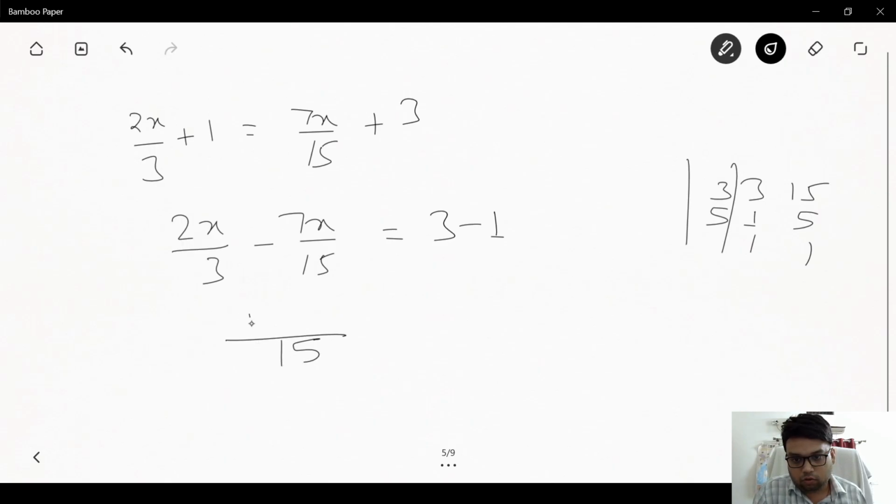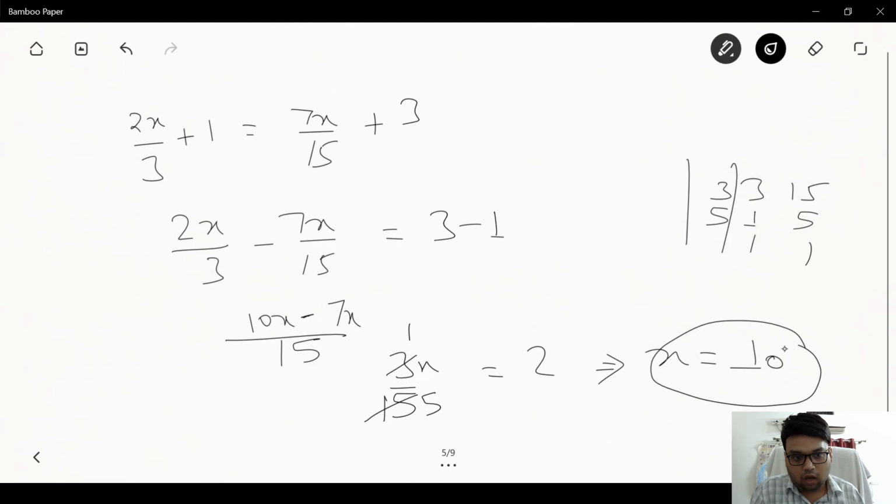So 5 times 2 is 10x minus 7x. This will become 3x by 15 is equal to 2. 3 ones are 3, 3 fives are 15. So x is equal to 10. This will be the answer of question number 8. So I think you are now pretty clear about what I am trying to teach you in this type of question, how to deal with this type of question.